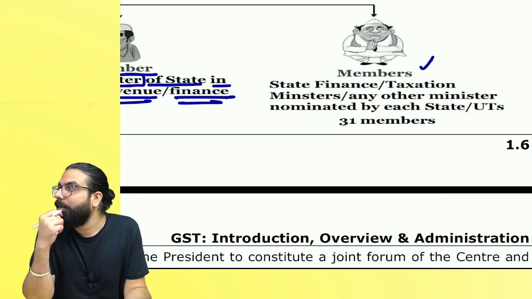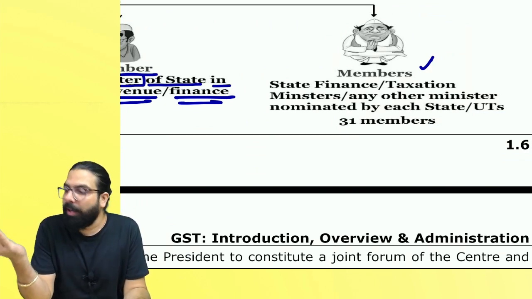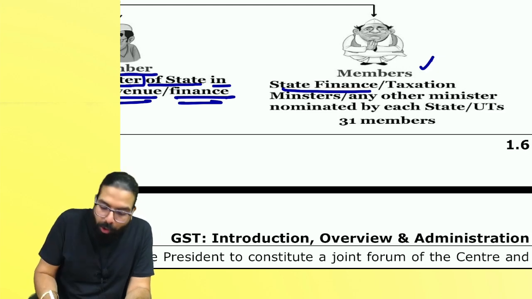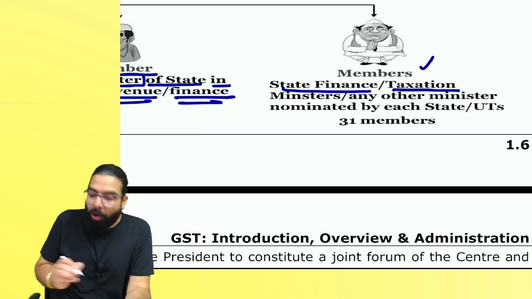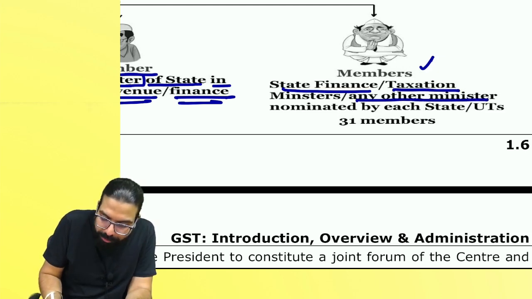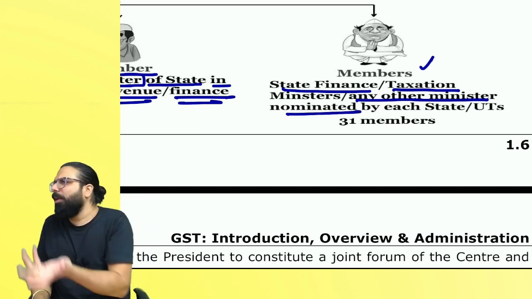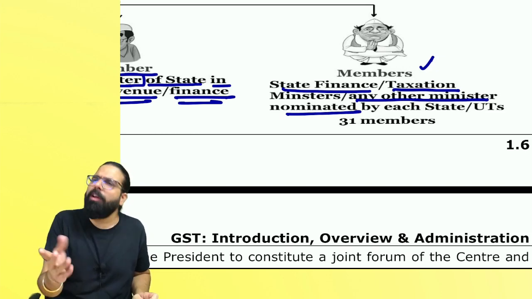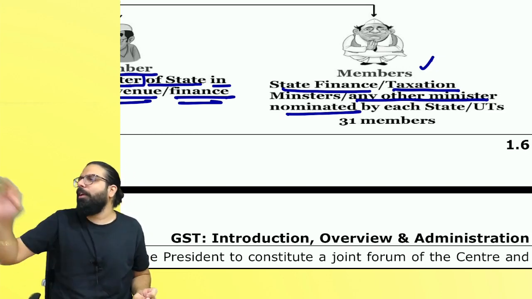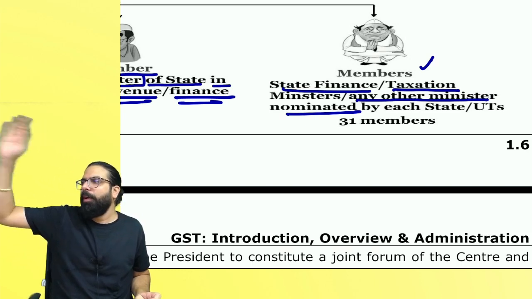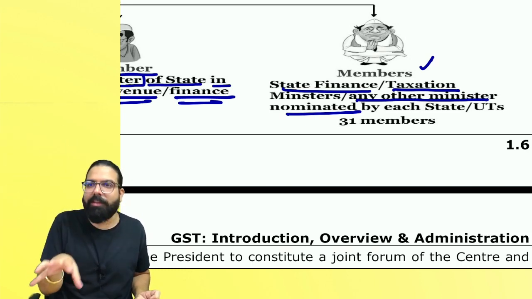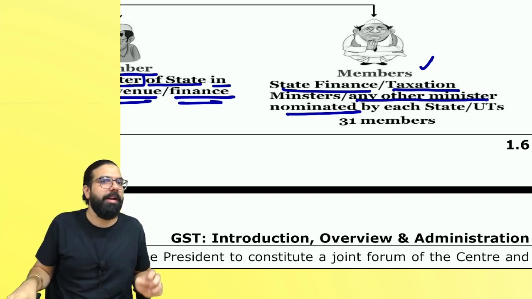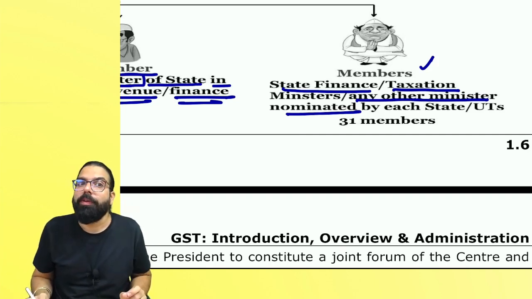How many states did we have? 31 states. So the state finance minister of the 31 states, whoever is the state finance minister, or might be any taxation minister, or any minister who has been nominated by the state. Any one person will come from that state. Now he can be the state finance minister, the taxation minister, or anyone nominated by the state saying you are a sensible person in this area and you should go and attend the council meeting. So that person will come and attend. Are we clear, everyone? What will that person do?